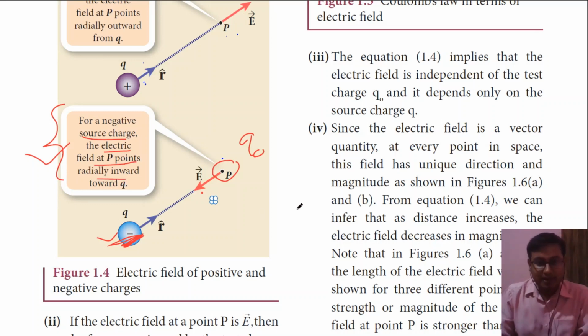So keep in mind what will be the direction of electric field from a positive charge and what will be the direction of electric field from a negative charge. The direction of electric field from a positive charge will be radially outward, as you have seen in this example, and the direction of electric field from a negative charge will be inward, as you have seen in this example.